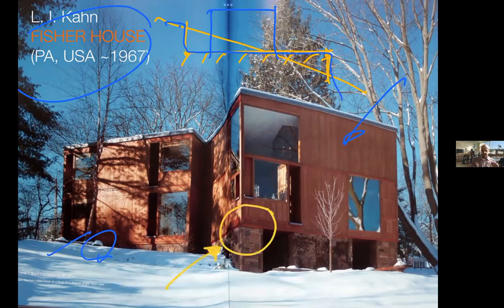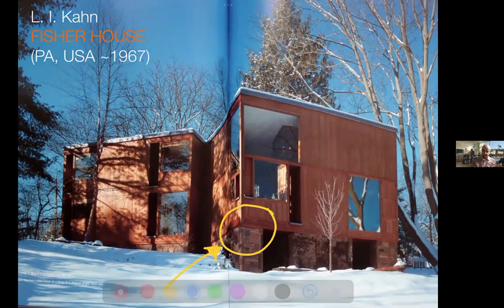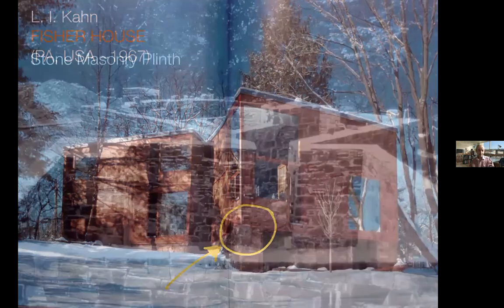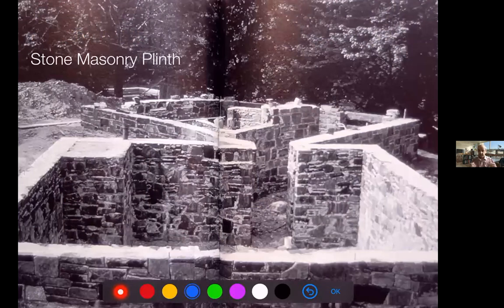Well, this is the point we're studying, right? The connection to the ground. This is one rare photo of the construction. This is a really rough rubble stone construction, which leaves a flat horizontal element from which to start the real house. This is big enough to have an extra floor, which is usually used for storage, secondary spaces, right?